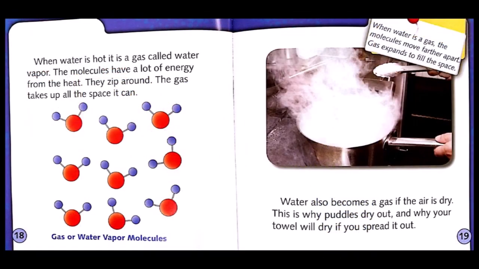When water is hot, it is a gas called water vapor. The molecules have a lot of energy from the heat. They zip around. The gas takes up all the space it can. Water also becomes a gas if the air is dry. This is why puddles dry out and why your towel will dry if you spread it out.